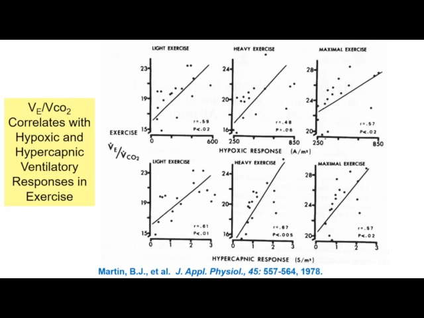So it turns out the ventilatory equivalent for CO2, that is, the number of liters you need to breathe to produce a liter of CO2, correlates with hypoxic and hypercapnic ventilatory responses during exercise. And this just shows this. What's plotted on the y-axis is the ventilatory equivalent for CO2, VE over VCO2. And at light, heavy, and maximal exercise, you can see that the greater somebody's hypoxic ventilatory response, the greater the ventilatory equivalent for oxygen. And similarly, the greater one's hypercapnic ventilatory response, the greater the ventilatory equivalent for CO2.